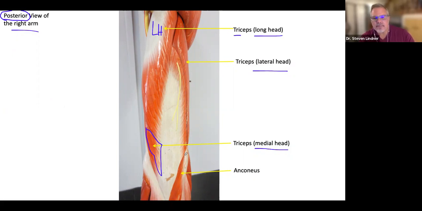There's a short, powerful, synergistic muscle to the triceps that many people have never heard about, and it's called the Anconeus. The Anconeus is a short yet powerful elbow extensor. It's synergistic to the triceps.